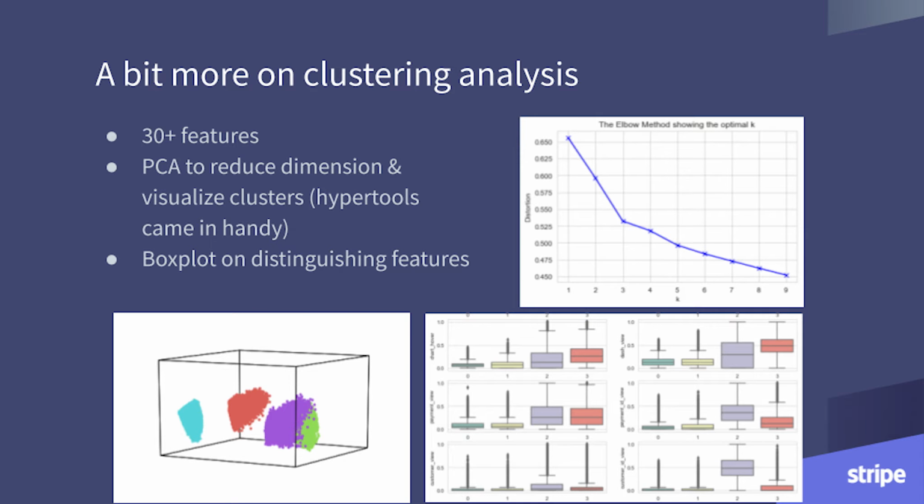Because you guys are mostly data scientists, I'm going to talk a little bit more about the clustering practice that we have done. We basically built this model based on 30-plus features. And we started with the classic elbow method to estimate the rough number of clusters. And then we used principal component analysis to reduce dimension and visualize the clusters, to see whether it makes sense or not. In order to do it, the HyperTools package actually came in handy. And ultimately we used box plots to find what are the features that really distinguished the different clusters from each other, so that we can profile them basically.